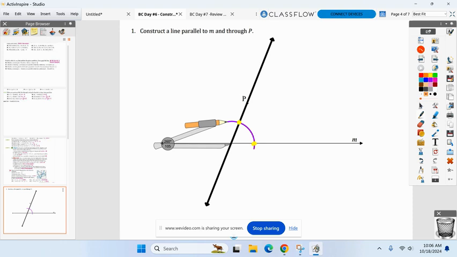We're all good? Okay, let's go up to ray P now. Put your compass point on point P. And with the same opening as your first arc, you're going to make another arc that intersects your ray. That's all I'm doing. So go up to point P and make an arc through the ray.